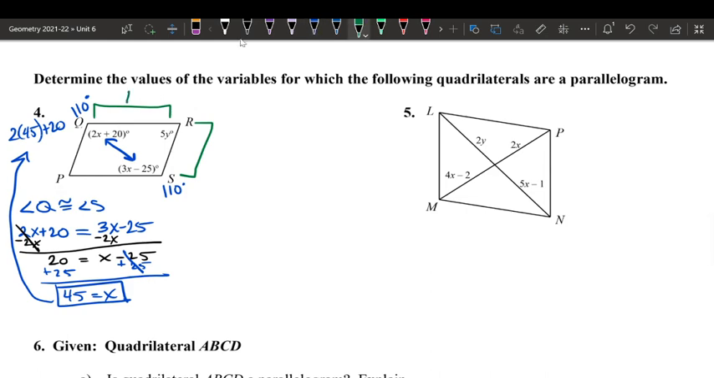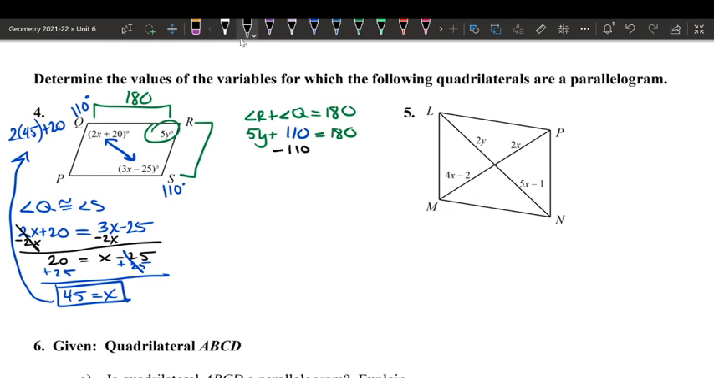And if I want to add to 180, I could say that angle R plus angle Q equal 180. And I know that angle Q is 110. And I know that angle R is 5y. So now I filled in everything. 5y plus 110 equals 180.